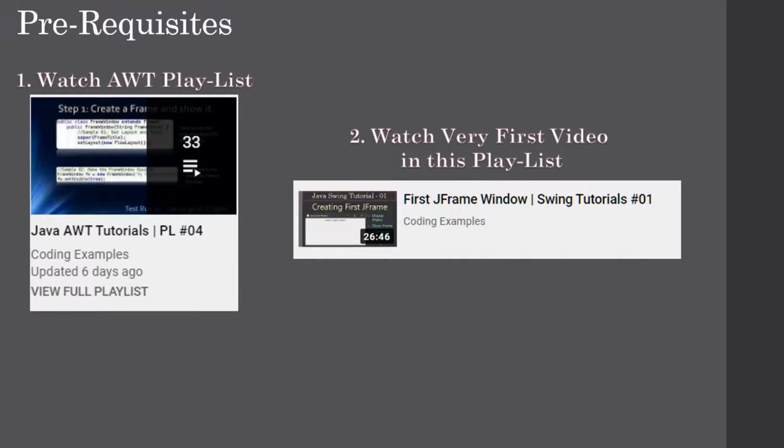This example, JTextArea, uses the example which we already created in Swing tutorial 01, that means the very first video in this series. That's the base video, and the code written there is the base code. We created the frame window there. All the videos in this series refer to that very first video, and code will be added on top of it. So if you know how to create a JFrame window, you can continue watching this video.